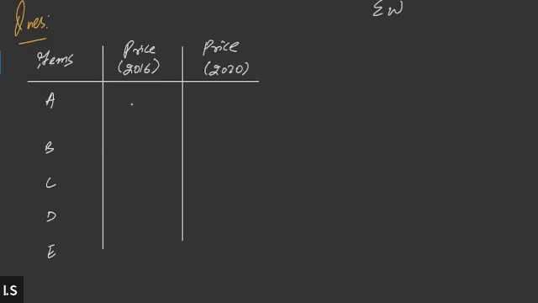And the price of these items in the base year were, let's suppose, 50 rupees and 100, then 20, 200, and let's suppose 80 rupees. Then the price in the current year for the same commodities were 70 rupees, then 125, 30, 215, and let's suppose 90 rupees.